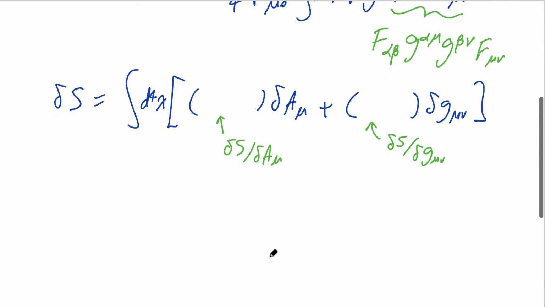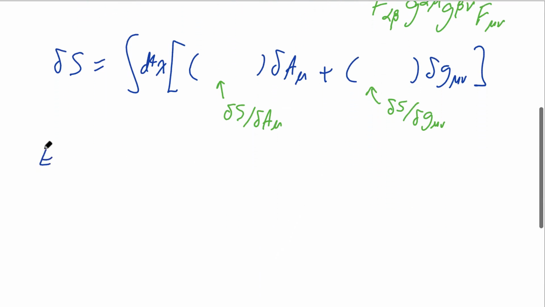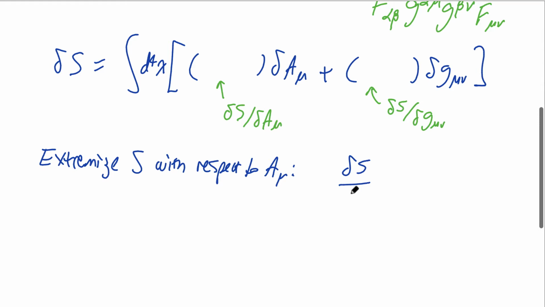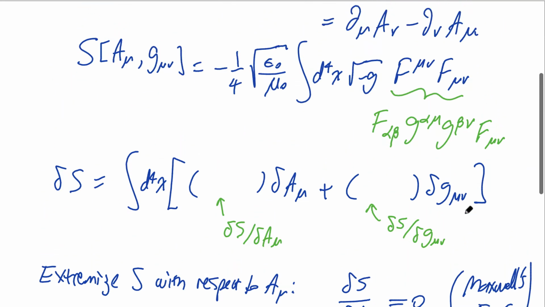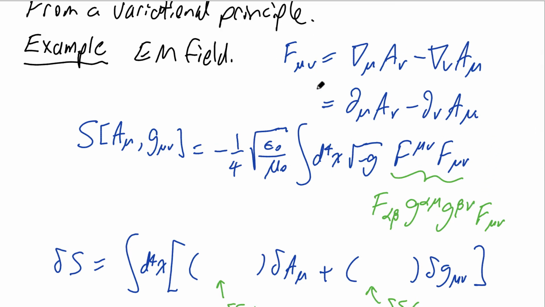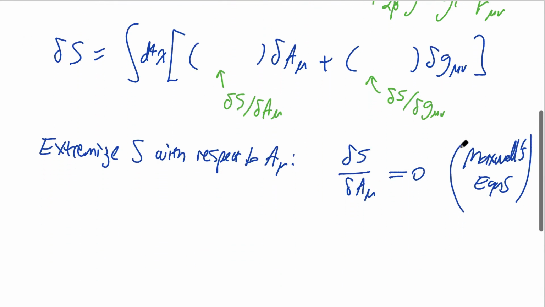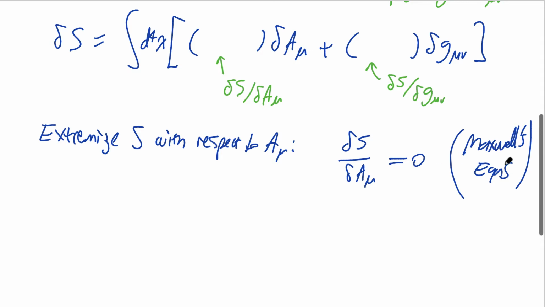Now if we extremize the action with respect to A, so in other words, we set the functional derivative of S with respect to A equal to 0, what we get is Maxwell's equations. Well, more precisely, 2 of the 4 Maxwell equations are automatically satisfied by writing the field strength tensor in terms of the potential this way. But the other 2 Maxwell equations come from extremizing the action with respect to the potential.